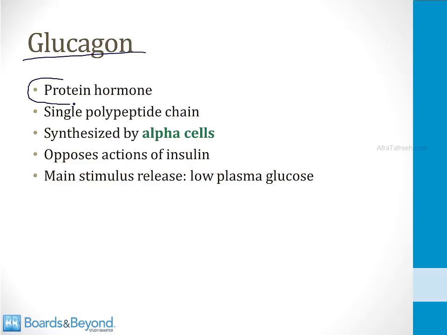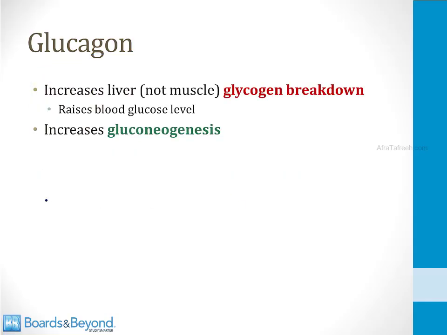This is also a protein hormone just like insulin. It has a single polypeptide chain instead of two chains linked together like insulin. Glucagon is synthesized by the alpha cells of the pancreas, and this hormone opposes the actions of insulin. Therefore, the main stimulus for glucagon's release is a low plasma glucose level. Glucagon has many biochemical effects. I also discussed these in detail in the biochemistry modules.